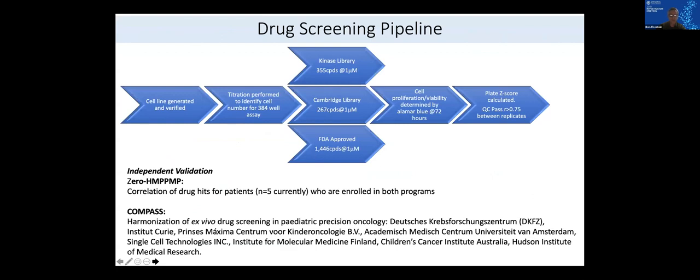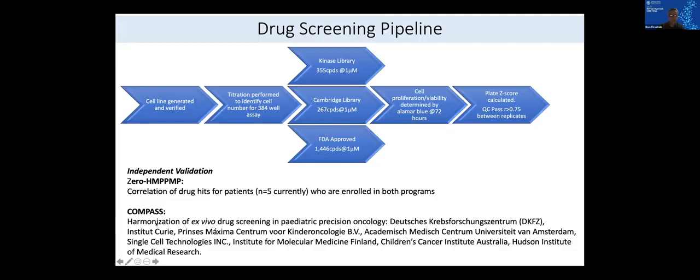So to take you through our drug screening pipeline, for all the cell lines that we generate or bring in-house, we screen them through 3 libraries focusing on kinases, a Cambridge Oncology Library, and then a larger library of all FDA-approved agents. We conduct a cell proliferation screen.